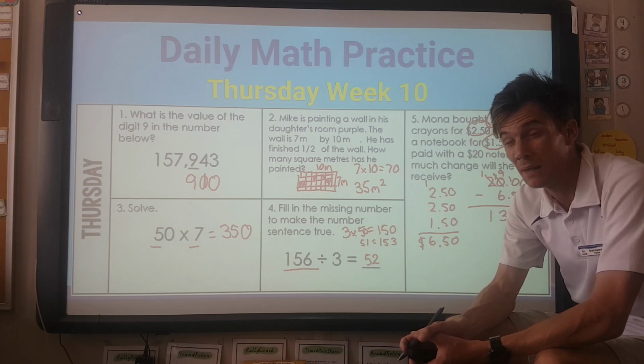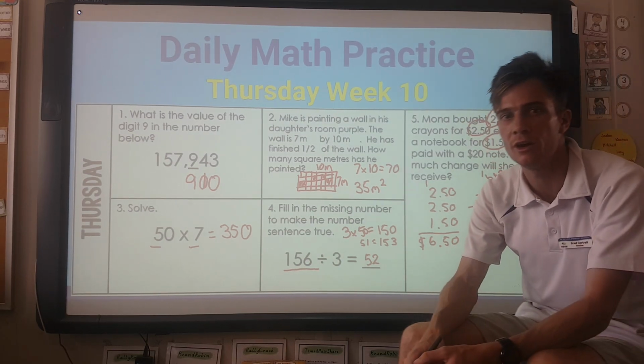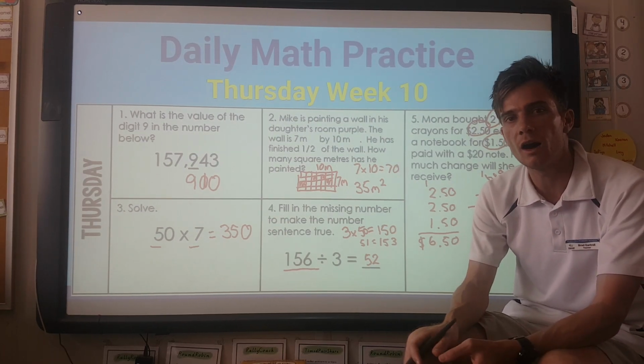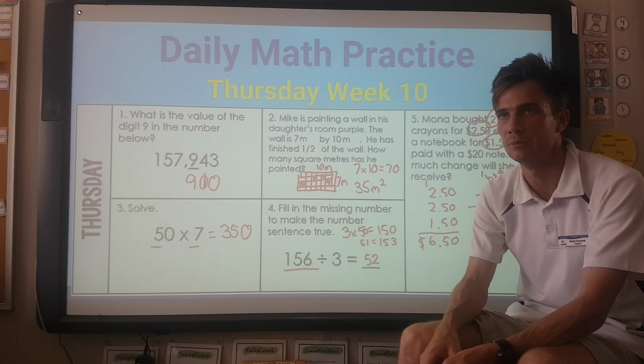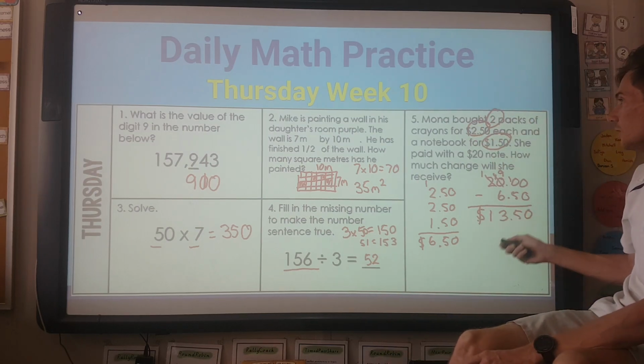We're looking at money. Okay, so your total is $13.50. If you don't have a dollar sign, terribly sorry, it's not right. It's important that when we're working with money, we have labels on it. So we have $13.50.